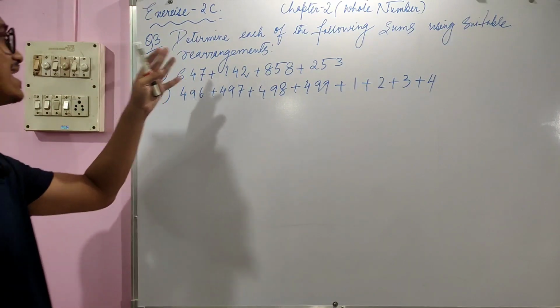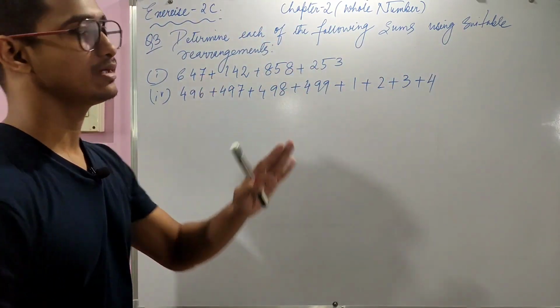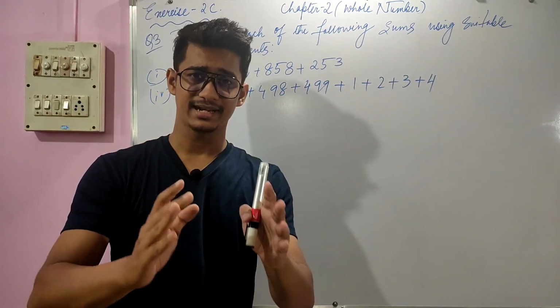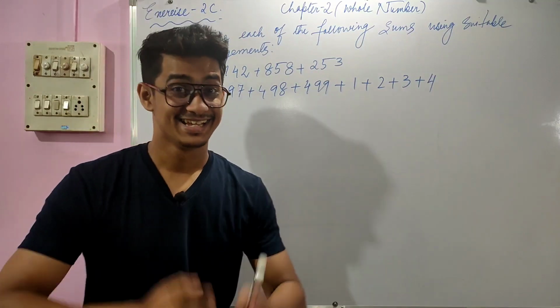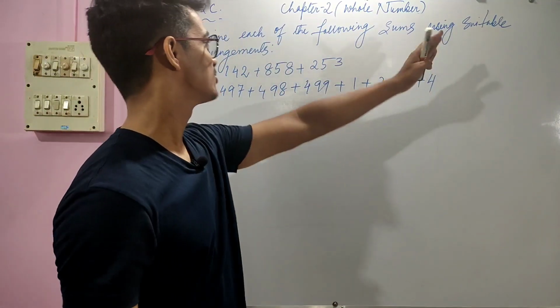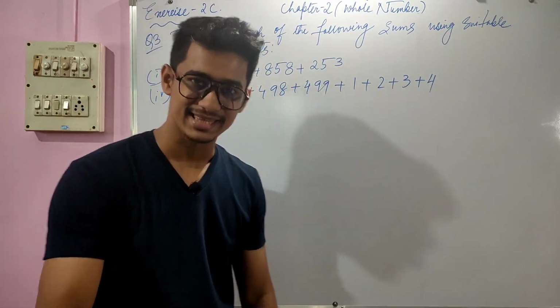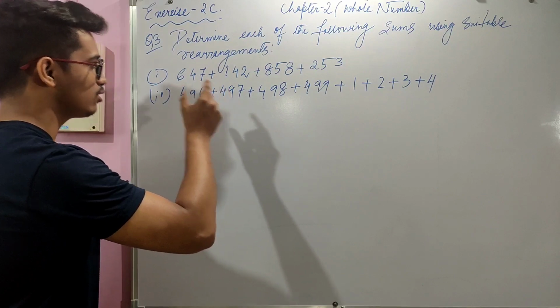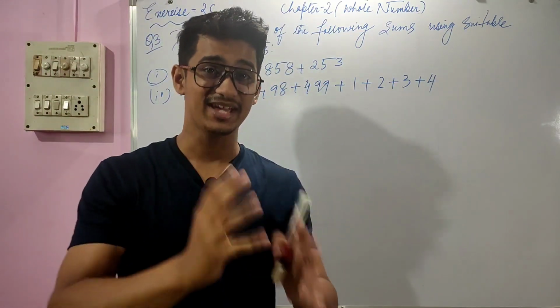Question number 3 is saying: determine each of the following sums using suitable rearrangement. So what they want to say is that we have to find two pairs of numbers where we can make some zeros.